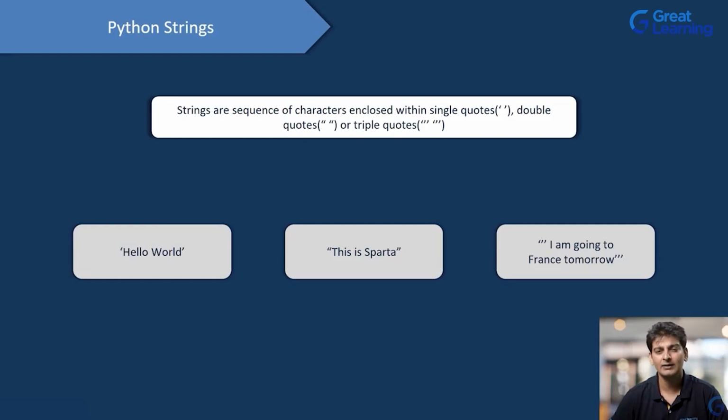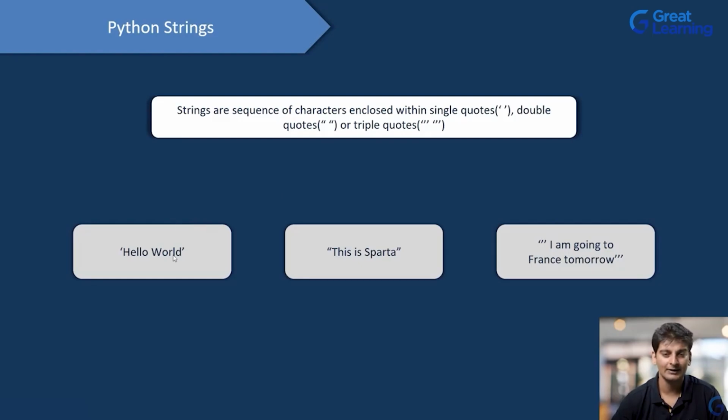So Python strings are the most widely used data types when it comes to Python. And as I've already told you, strings are basically sequences of characters which are enclosed within single quotes, double quotes, or triple quotes. Triple quotes are used to denote multi-line strings. As you see in this example, "I am going to France tomorrow" has triple quotes around the string because it is present in multiple lines.